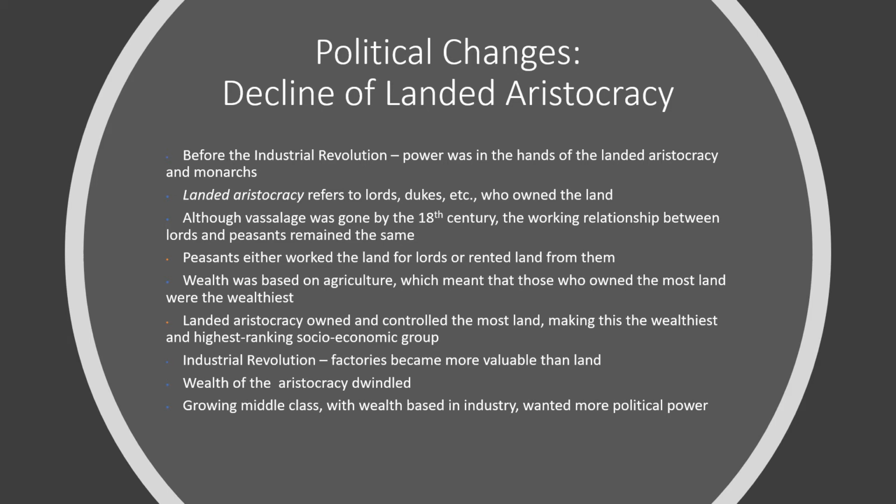Before the revolution, power was in the hands of the land aristocracy, and this is generally where lords or dukes, nobles or lesser nobles. Though vassalage was gone by the 18th century, the working relationship between the lord and the peasants still remained the same, with the peasants working the land for the lords, and the wealth being based on agriculture. Wealth was in the land, and the land aristocracy owned and controlled most of the land, which made those who actually owned the land the wealthiest. And with the revolutions, factories became more valuable than the land.